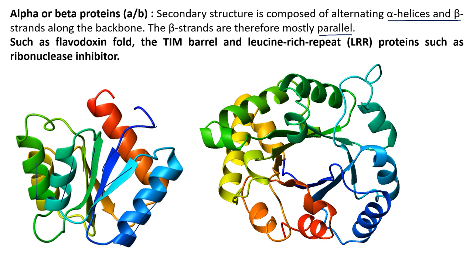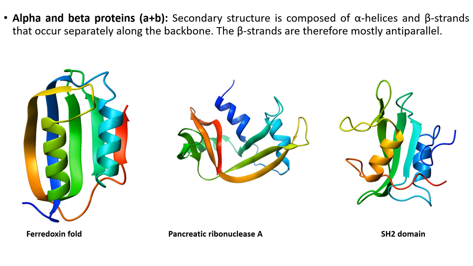Then we are going to have alpha and beta proteins, which are composed of both alpha and beta, but separately along the backbone. Here it is not alternatively arranged, they form separate bundles, and whenever beta is there, it will be mostly anti-parallel in nature compared to alpha/beta. In alpha/beta we had parallel, here it is anti-parallel in nature, that you can see here. So they are separately arranged, not one alpha, one beta, like that. We don't have any structure like that, and they are in anti-parallel nature.